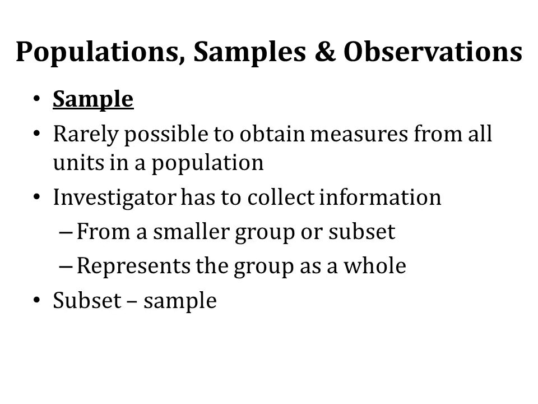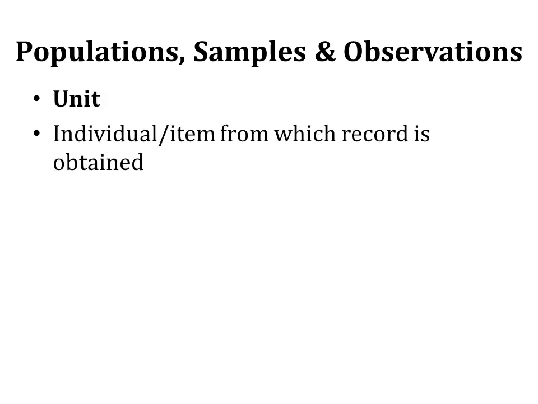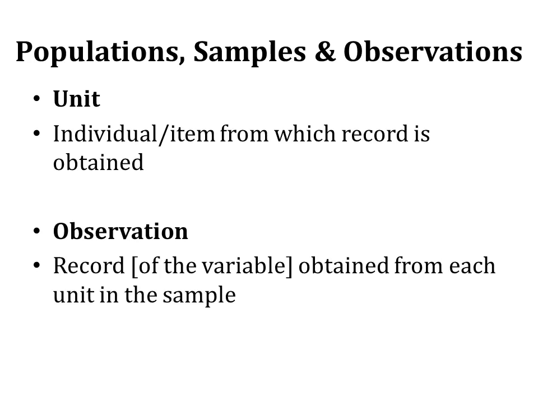Then what is sample? If we have a large population, which usually we have, large statistical populations to study, it is rarely possible to obtain measures from all units in a population. So the investigator has to collect information from a small subset, and that small subset represents the entire population, and this is known as sample. Unit. So unit is an individual or item from which a record is obtained. That is known as a unit. And observation is a record of the variable which is obtained from each unit in the sample.